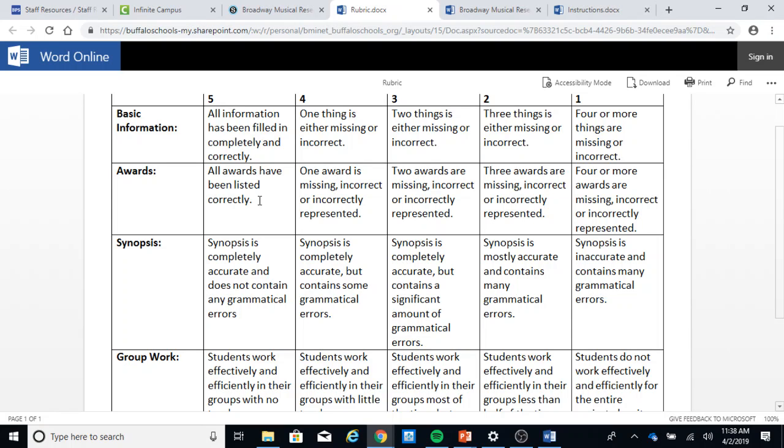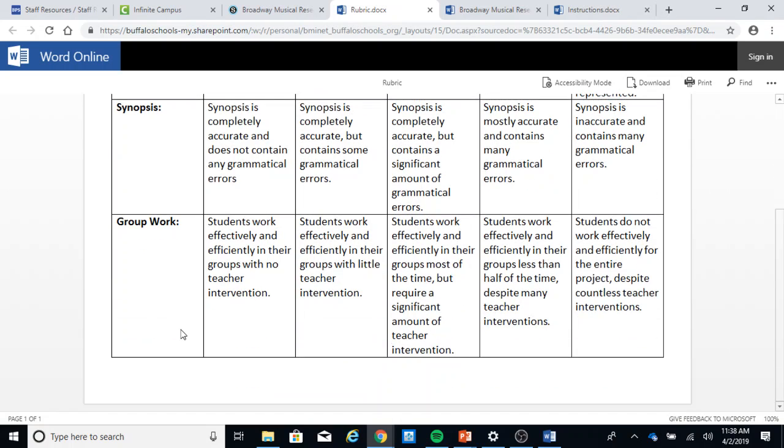1 point if the synopsis is inaccurate, pretty much mostly inaccurate, and contains many grammatical errors. This is a group project. 5 points of each of these is going to be how you work in your group.